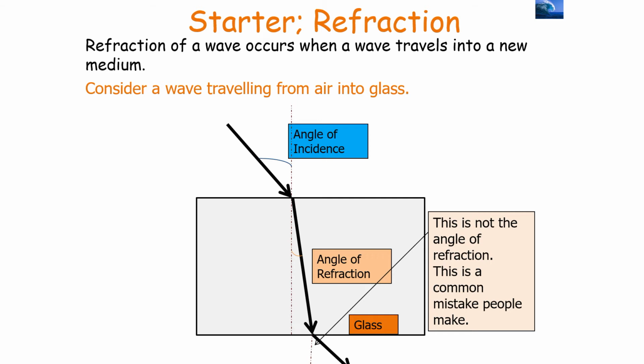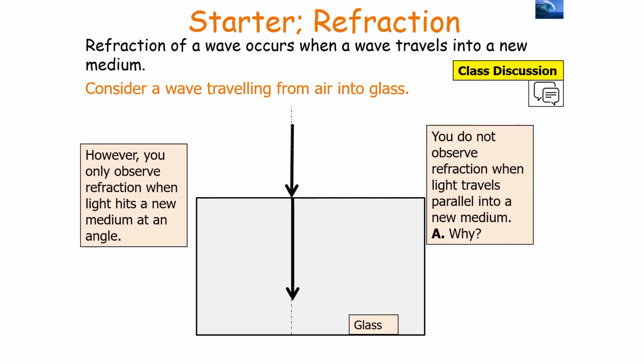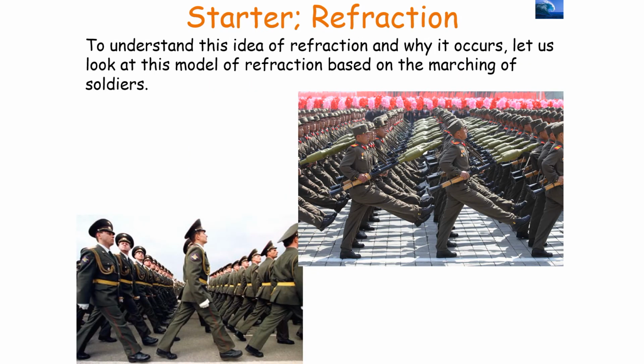Now, refraction of a wave can occur when a wave travels into a new medium. However, you only observe refraction when light hits a medium at an angle. You don't observe refraction when light travels parallel into the medium. Well, why is this? To understand this idea of refraction and why it occurs, let us look at the model of refraction based on the marching of soldiers.